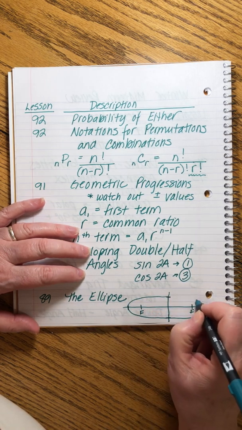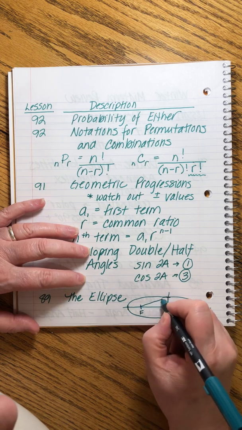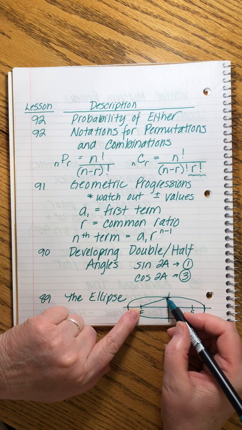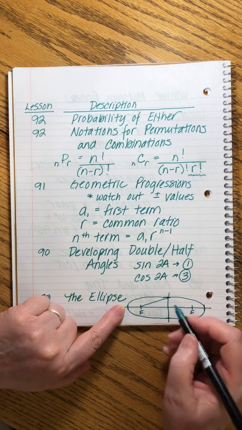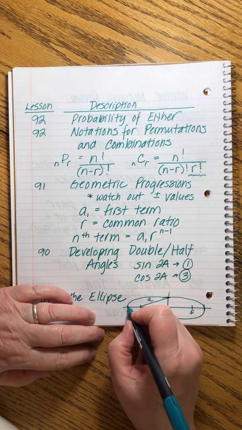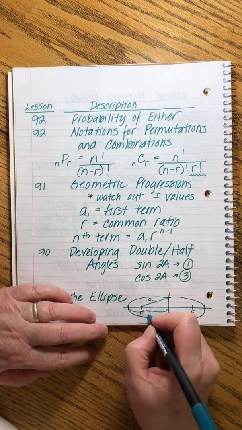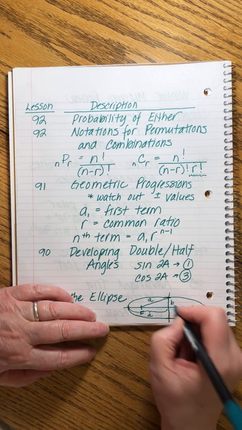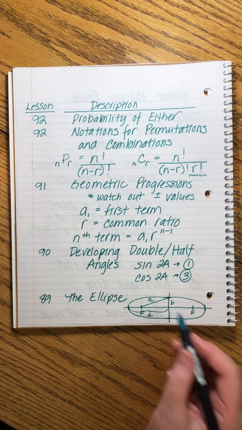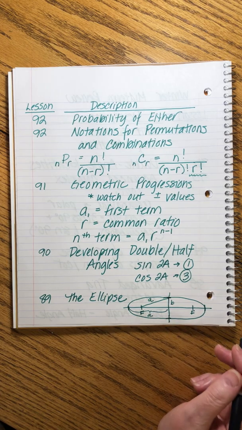And the focus points are inside, but we can draw a triangle, and this length is the same as this length. It's A, right? And A is also this whole big thing. And then this side is B. So we can solve for this length as well. So remember how to do all that good stuff.